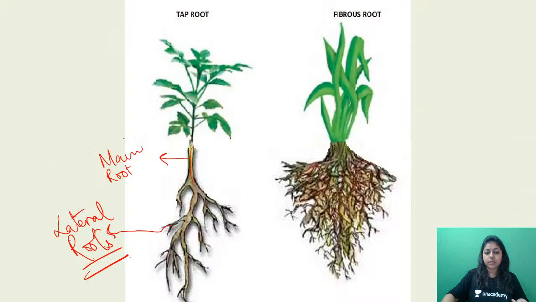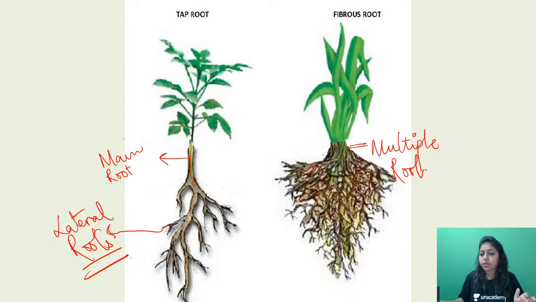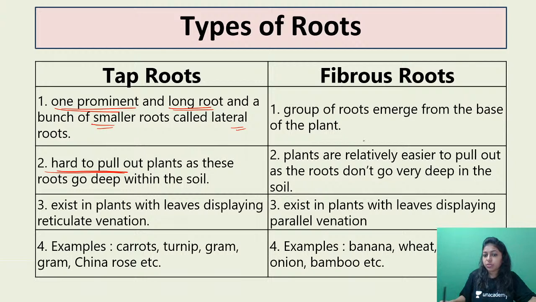Now look at the fibrous root. Do we have one main root here? No. We have multiple roots arising from the same point, from the base. You can see that they do not go very deep into the soil. Many roots are almost of the same length, and they do not go very deep. That is the main difference between taproots and fibrous roots. A group of roots emerging from the base of the plant, and as they are not going very deep, it is relatively easier for us to pull out.